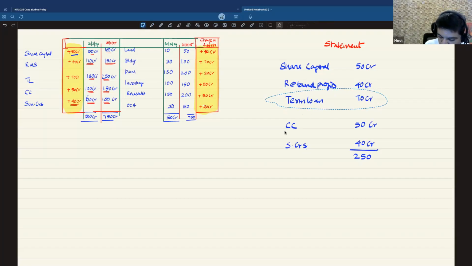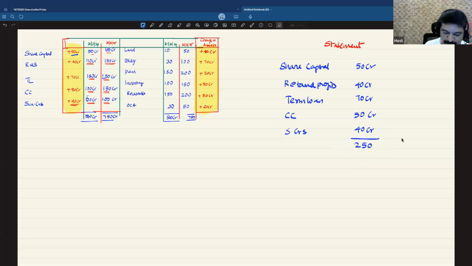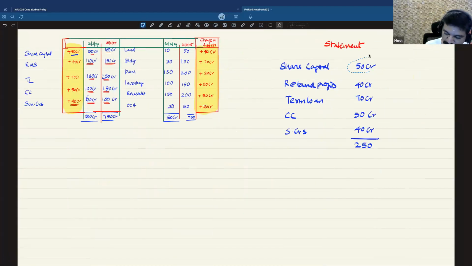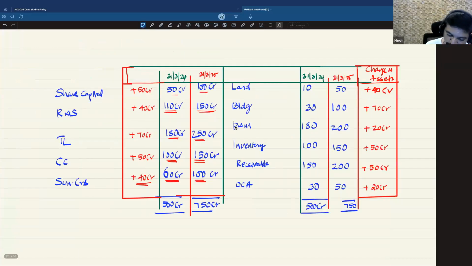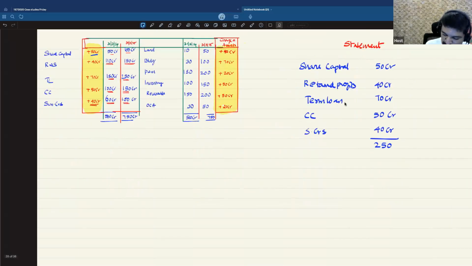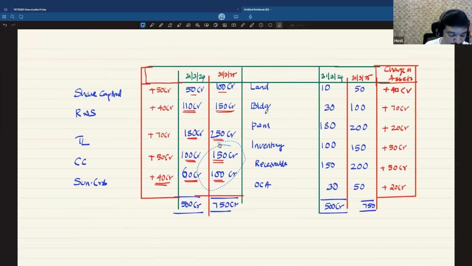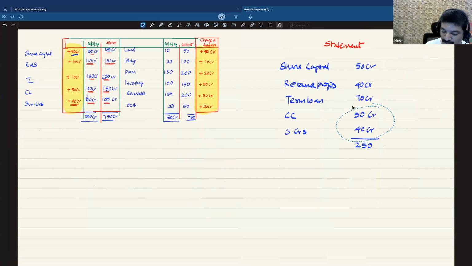Okay. So this is how the money flowed in during the year, and this information is absolutely not visible in the balance sheet. Yes or no? If you look at the latest balance sheet, what do you see? 100 crore, 150 crore. But what actually happened is 50 crore and 40 crore. The term loan shows 250 crore, but what actually flowed in during the year is 70 crore. The CC and sundry creditors show 150 and 100, but what literally flowed in during the year is only 50 and 40. So you get to know how the funds have flowed in. So this is the total sources.